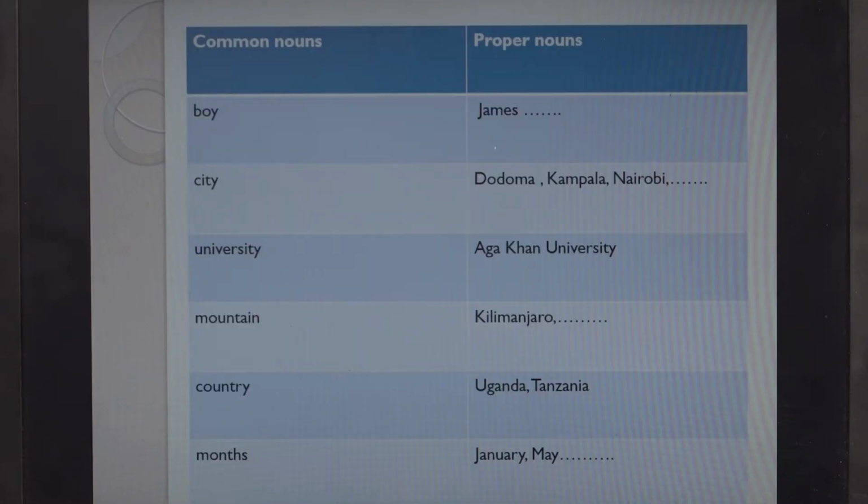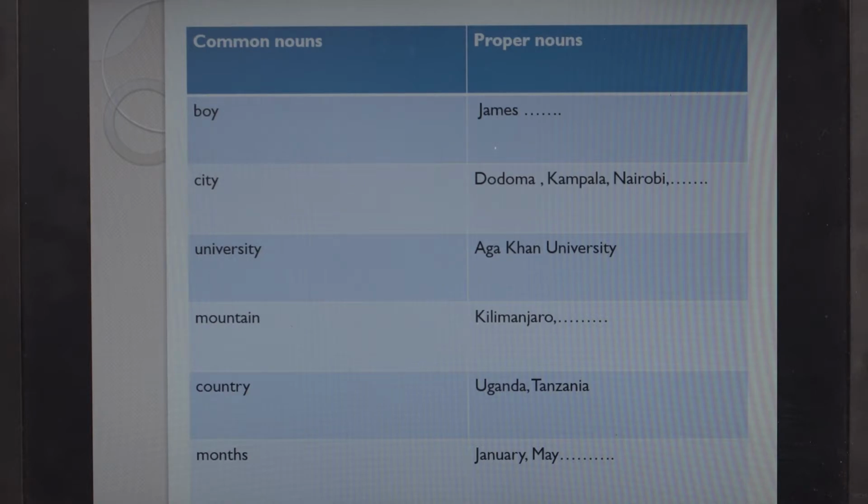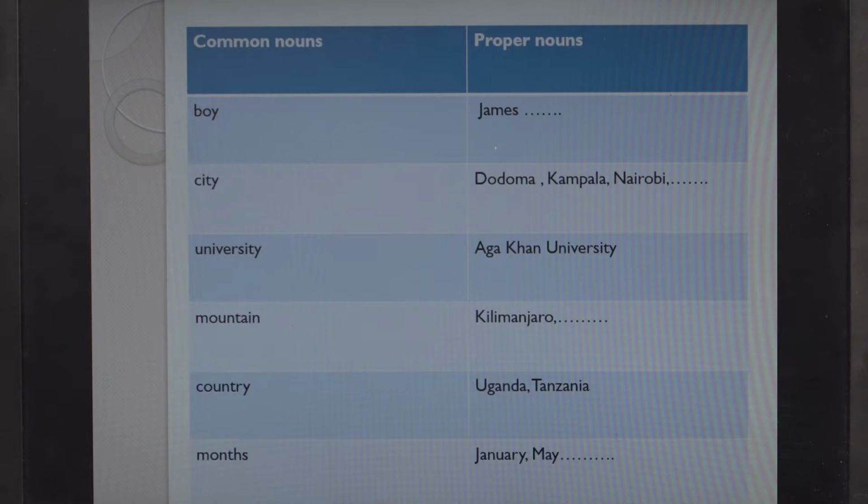Now, here's the category that identifies the difference between common nouns and proper nouns. So we have a boy, for example, James. Can you give other examples of proper nouns that refer to common nouns? We have cities such as Dodoma, Kampala, Nairobi. Can you add more examples? And then we have universities, a common noun, but the proper noun, we can have Aga Khan University, which is a specific university. We have countries such as Uganda, Tanzania. These are specific nouns and they are proper nouns.